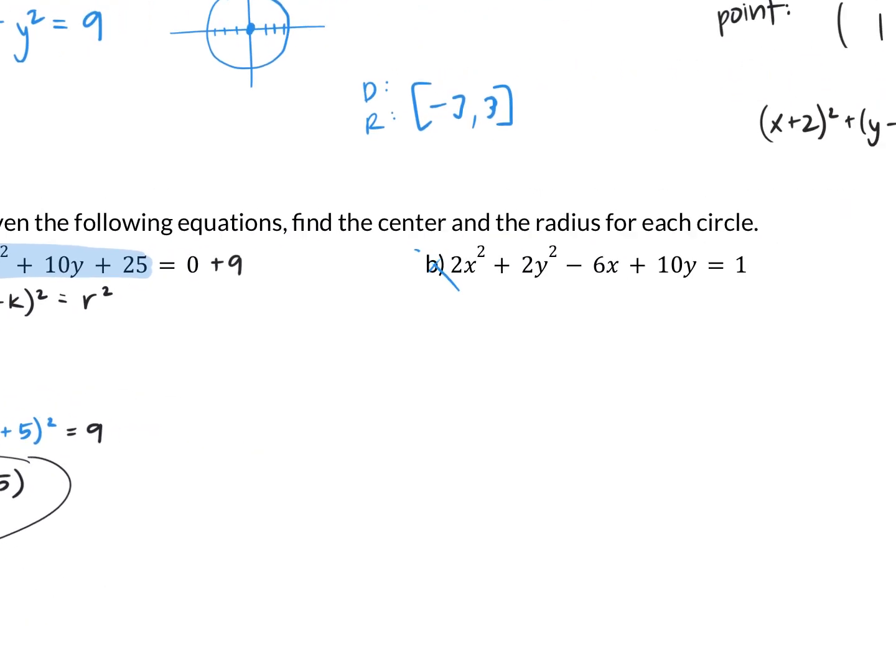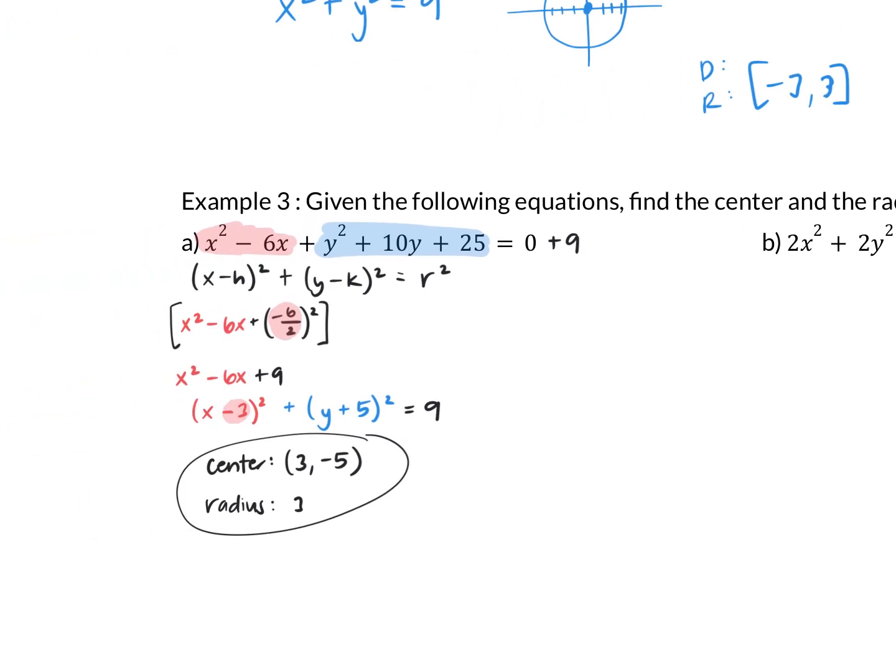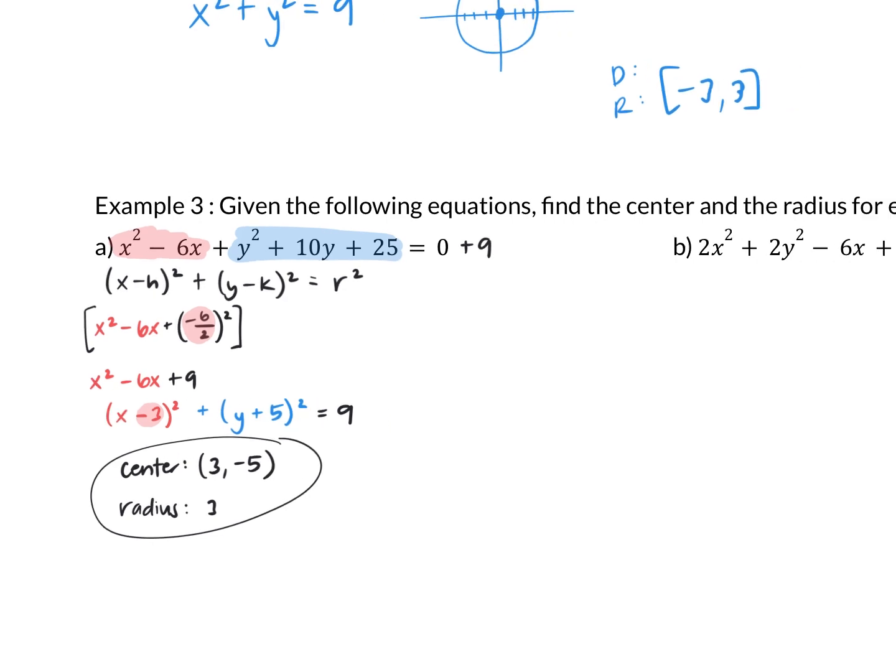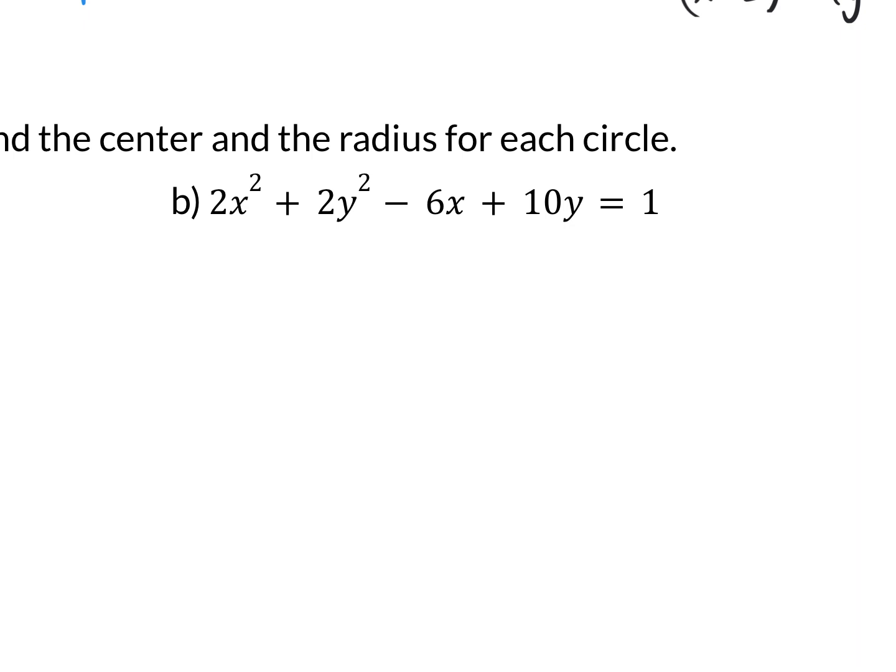Okay, we're going to do B. Okay, now if you notice in between these two, the a value or the term in front of that quadratic term is a 1, right? And it has to be a 1 in front of both the x and the y in terms of that standard form of the equation. So how could I get rid of the 2 that's in front of both the x squared and the y squared? Divide. Let's divide by 2, the entire equation.